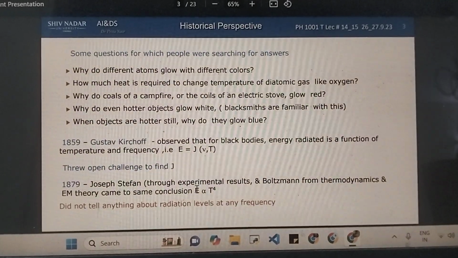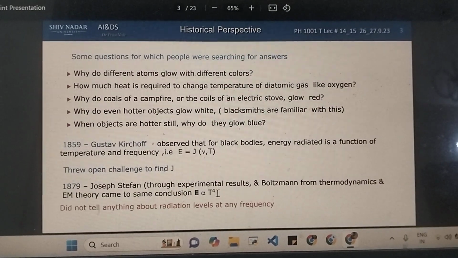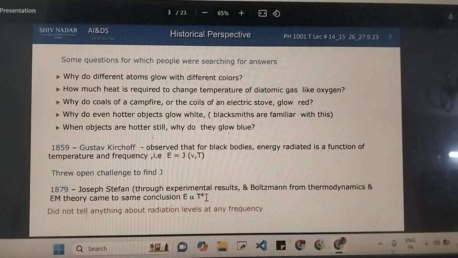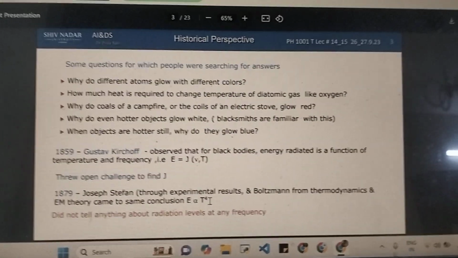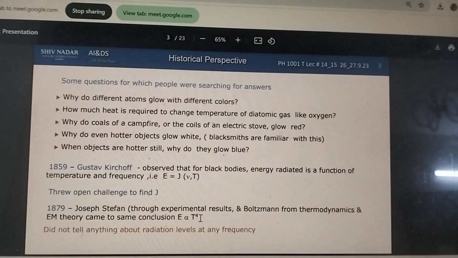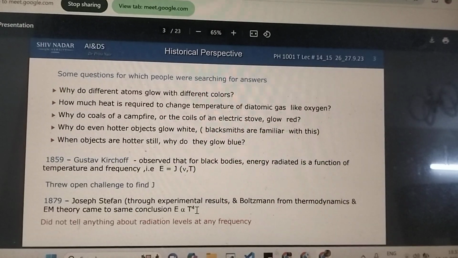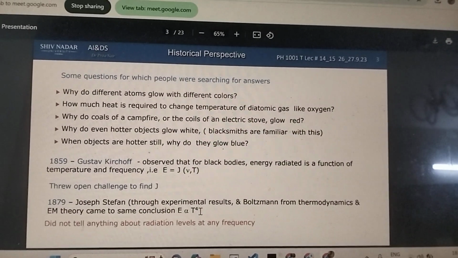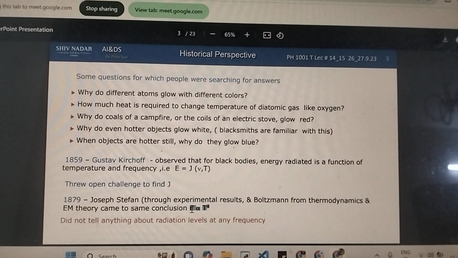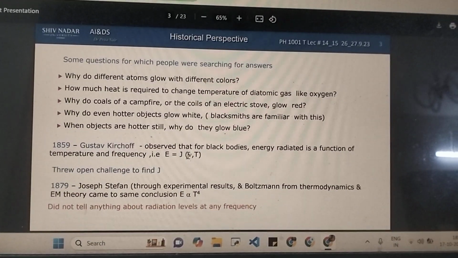And then came Joseph Stefan. He confirmed through experiments that energy is directly proportional to the fourth power of temperature. But even he couldn't say anything about frequency. So what have we seen so far? We've seen that energy emitted by an object, specifically by a black body, is related to two things: the temperature and the frequency of radiation. It is related to temperature as E directly proportional to T to the power 4. And how is it related to the frequency? We don't yet know.